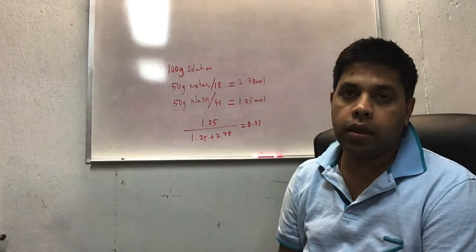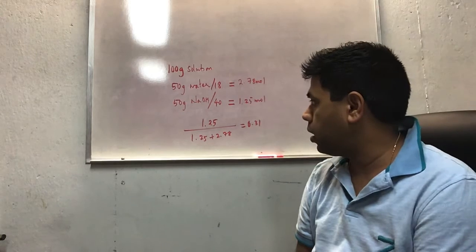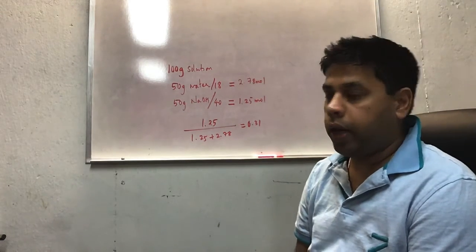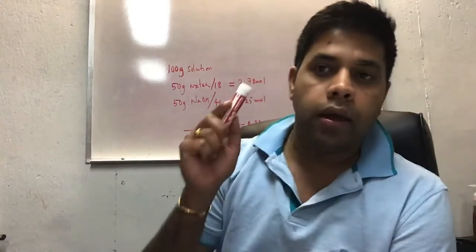Make sense? Not really. I got lost and I can't read what it says there. Okay, so I find the moles of water, I find the moles of sodium hydroxide, and I take the moles of sodium hydroxide divided by the total moles. Sounds good. Okay, next.